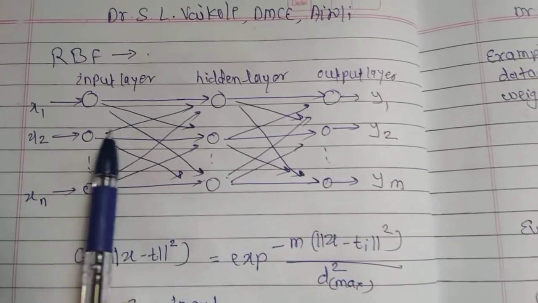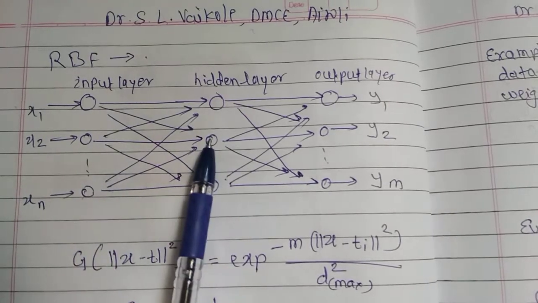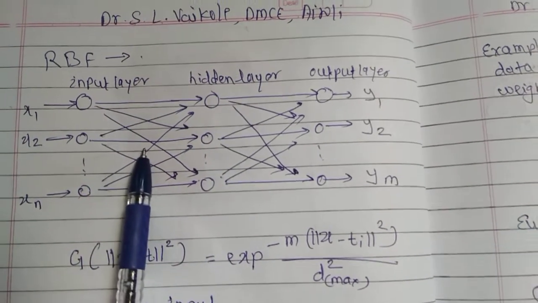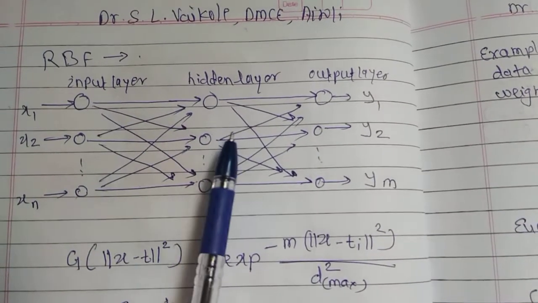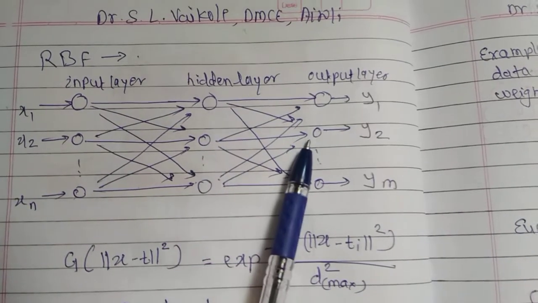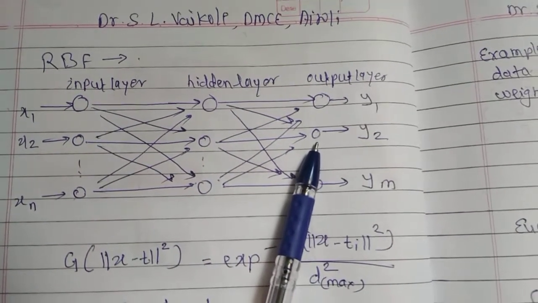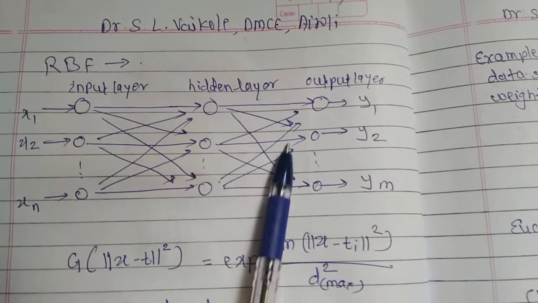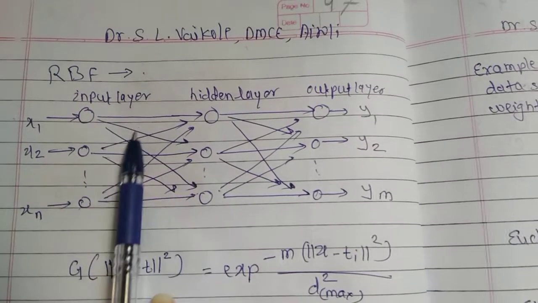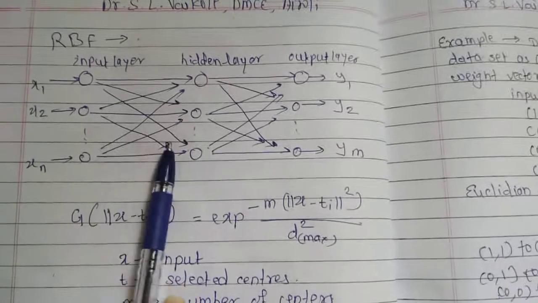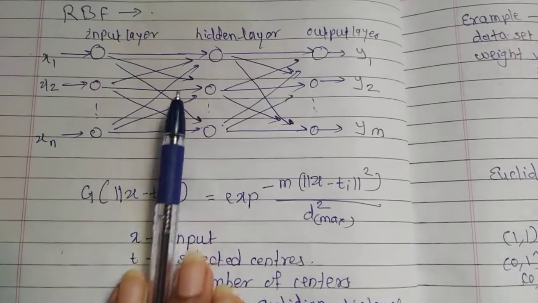Now the connection between the input layer and the hidden layer is called the hypothetical connection, and the connection between the hidden layer and the output layer is called the weighted connection. The user can set these values, and these values are system defined values. Now we'll see how these values are calculated.